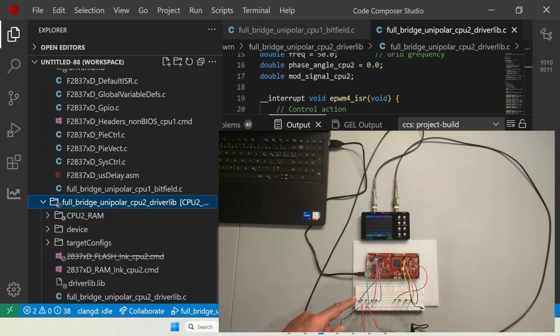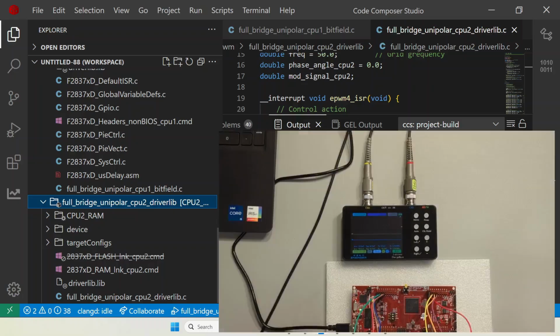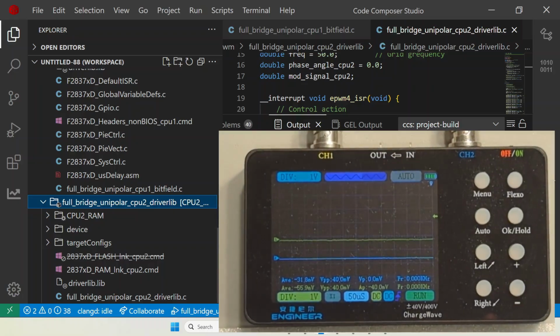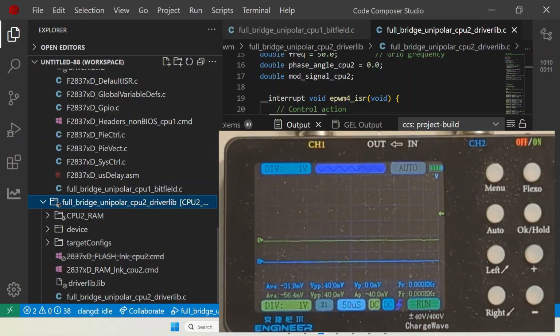There is no change in the connections with respect to the previous example. So this is basically the same full bridge converter. We are talking about the same PWM connections and therefore the same connections to the solderless breadboard. This way I can directly zoom into the oscilloscope and we can now enter the debug mode.